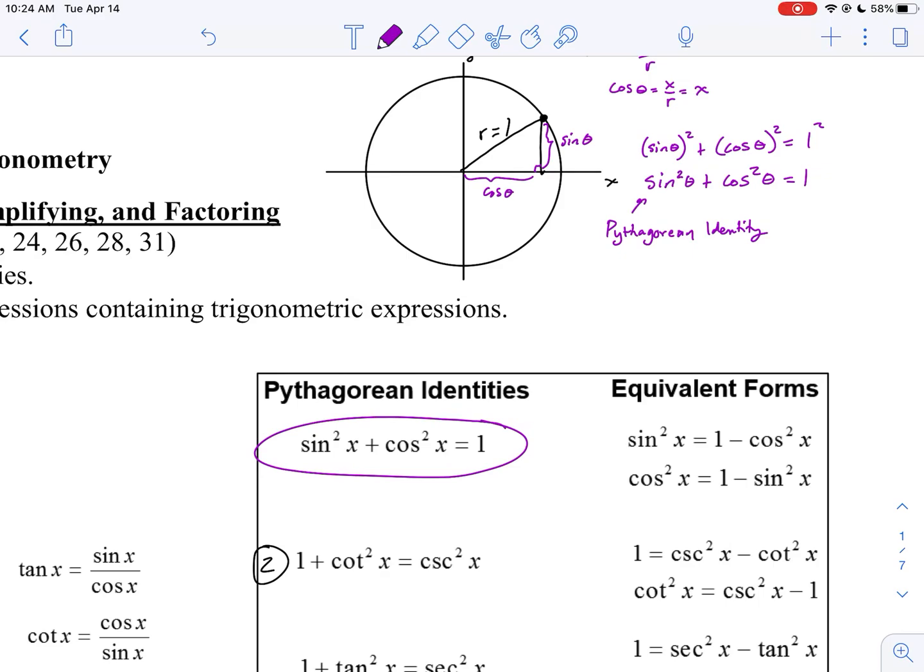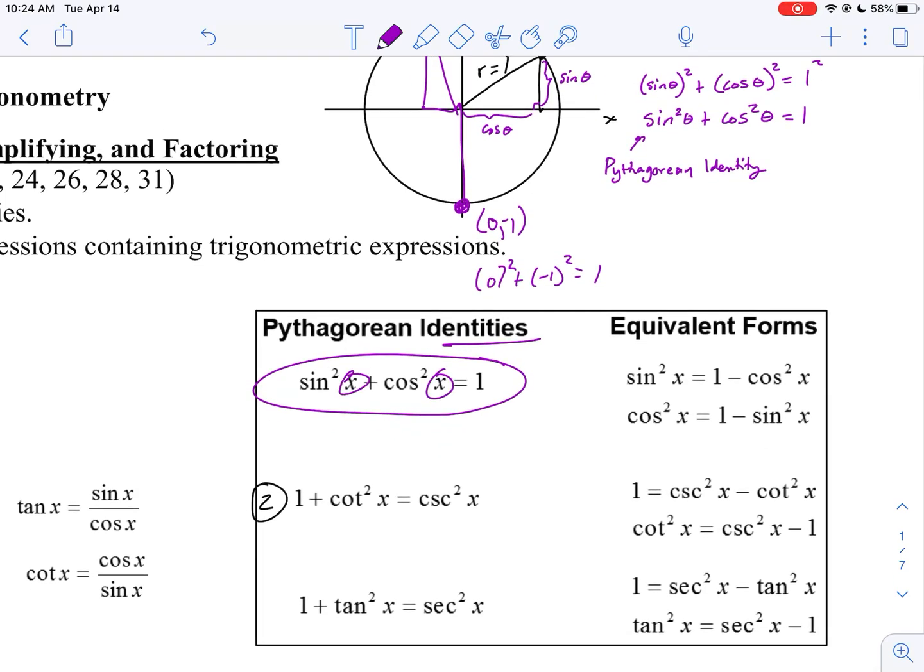And something I'll point out is this is true all the time, no matter which angle I'm working with. So any triangle on this circle, this will be true. And even a point like right here, where I have 0, negative 1, that's going to be true as well. 0 squared plus negative 1 squared equals 1. And so it's called an identity because it's true for any value of x or any value of theta there.